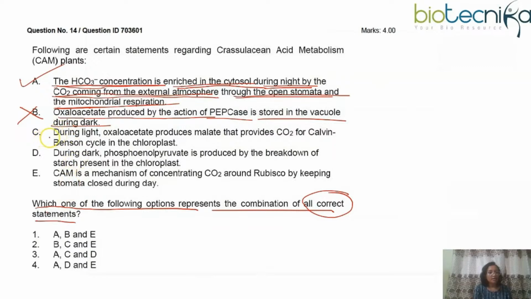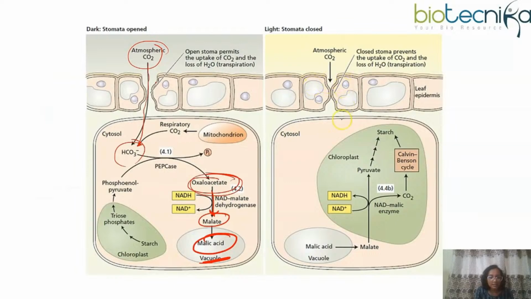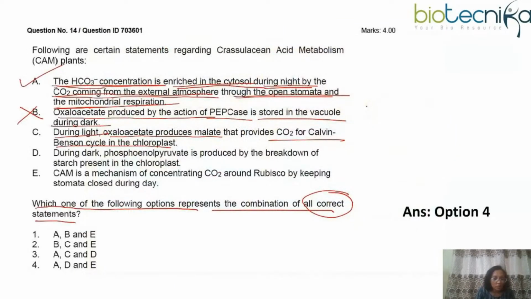Statement 3. During light, oxaloacetate produces malate that provides CO2 for the Calvin-Benson cycle in the chloroplast. Now, this sentence is also not correct. Okay, what is wrong with this sentence? Oxaloacetate does not produce malate during the morning time. During light, when light is present, oxaloacetate does not produce malate.